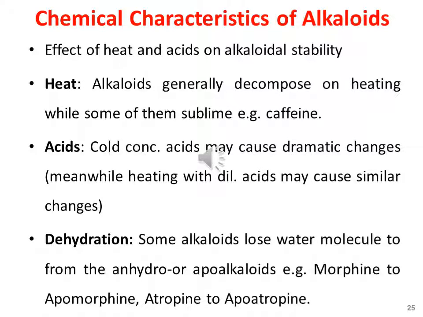The fourth type of heterocyclic alkaloids includes the aporphine alkaloids. Aporphine alkaloids are characterized by the possession of the aporphine ring structure. An example of aporphine alkaloids is boldine. Here in boldine, I have shown the aporphine ring structure in red color.